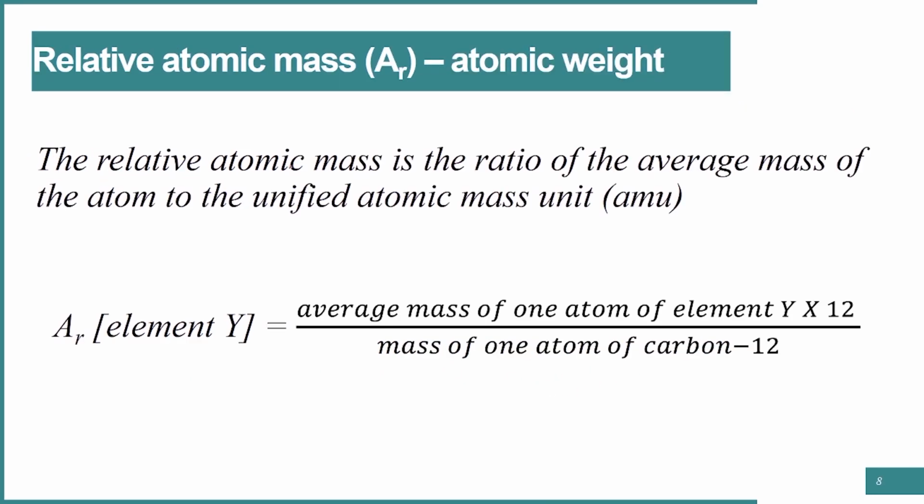From that, we can define the relative atomic mass of any element as the average mass of all atoms in an element compared to 1/12th the mass of a carbon-12 atom. Or in other words, the relative atomic mass is the ratio of the average mass of the atom to the unified atomic mass unit, AMU.